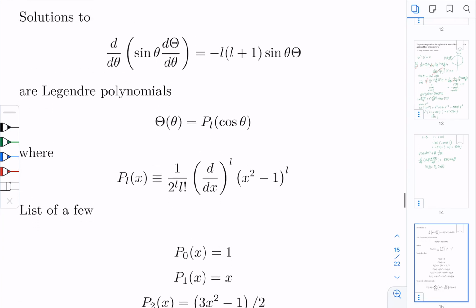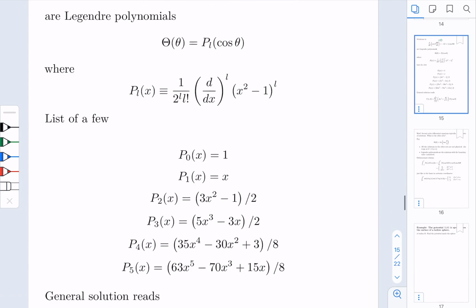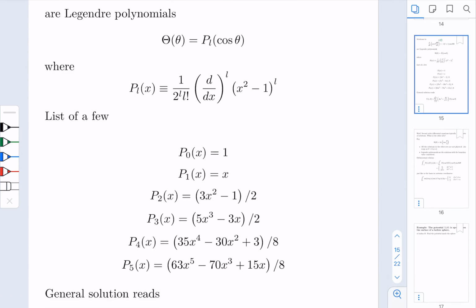For simplicity, I've written this out here. The V theta here, this capital theta, is our previously defined V theta, and the solution is V theta equals the Legendre polynomial PL, a function of cosine theta. One of the definitions of PL of x can be neatly expressed in this compact form, and from this form you can evaluate what the PL should be. Here I list a few of the leading order PLs.